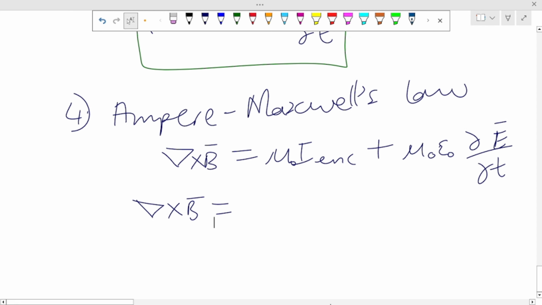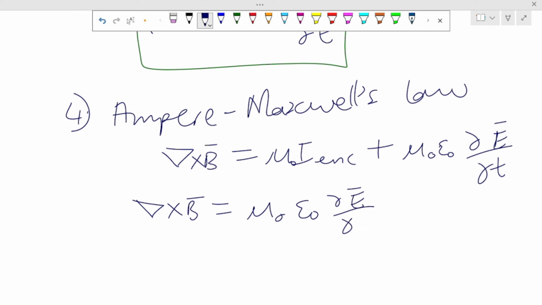Now looking at Ampere's Maxwell's law, being that we are talking about free space, the current is zero. So what we have here should be zero. Zero multiplied by this thing, everything here is gone. So what we have left here will be the curl of B equals mu naught epsilon naught, which is permittivity, and then we have this.